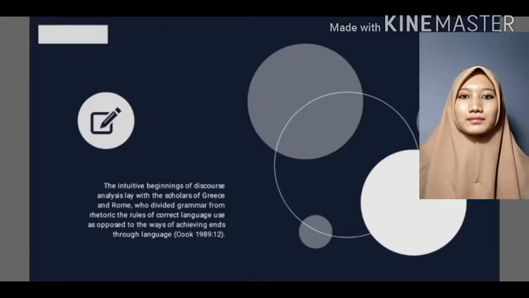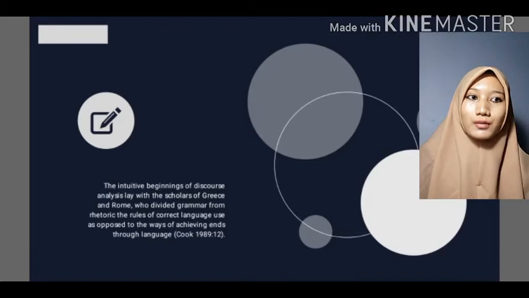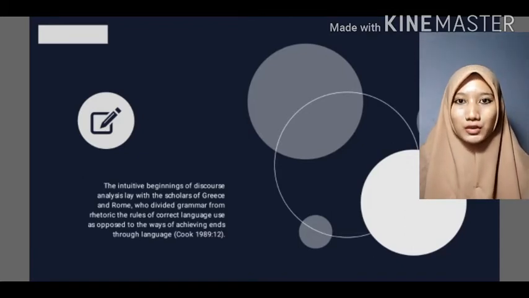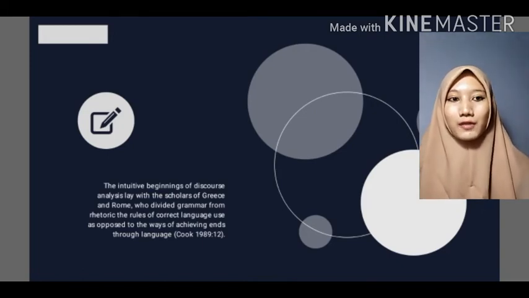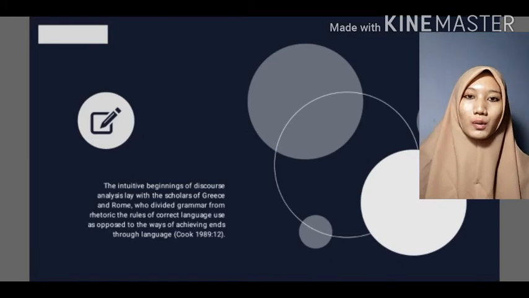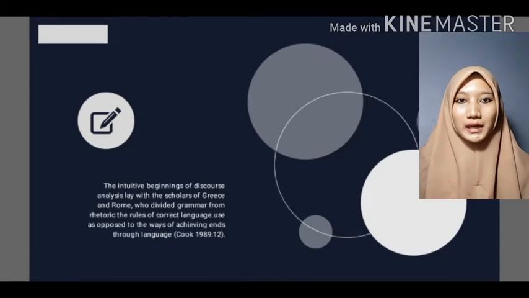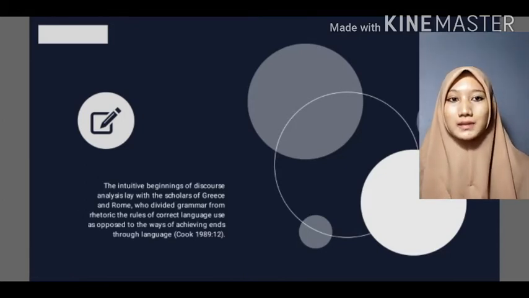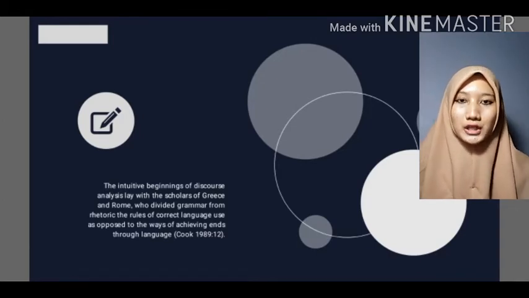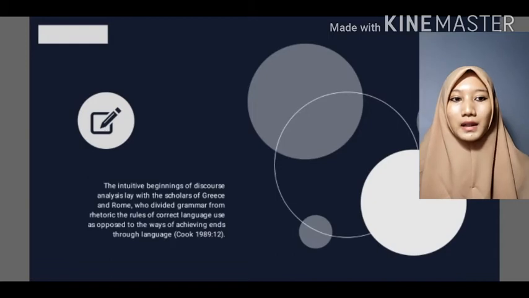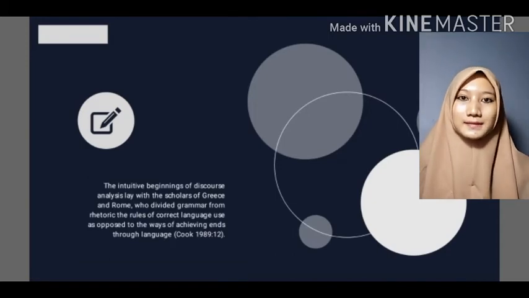1989. The scholars of Greece and Rome are the first point of the intuitive beginnings of discourse analysis, who divided grammar from rhetoric, the rules of correct language use, as opposed to the ways of achieving ends through language. Whereas grammatica became a history of linguistic discipline, which at the beginning of the 20th century was understood to be a structural analysis of rhetoric focused on language for communication, and also the first principle in current discourse analysis.